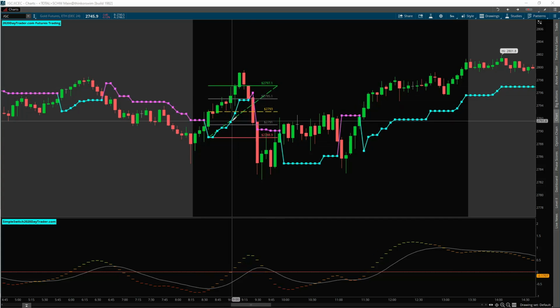Having the simple switch indicator set up here makes it very easy for me. I just wait till I see the switch, and then I know where to mark it up from. And then it tells me where to get out, tells me my profit target, tells me everything. And then I just do it.